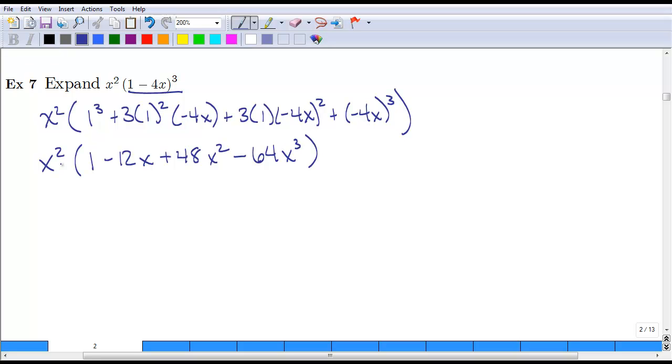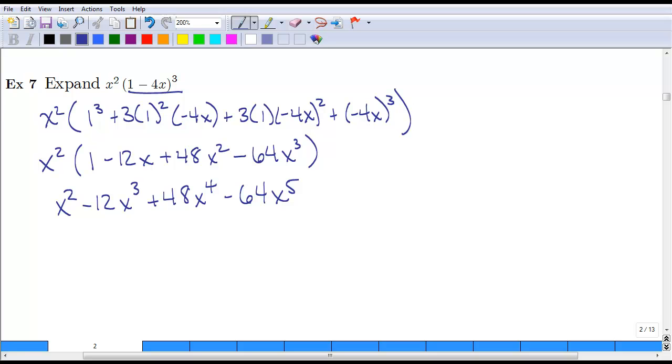The last thing we do here, since we have this x squared out front, is we distribute it to everything. So we end up with x squared minus 12x cubed plus 48x to the 4th minus 64x to the 5th.